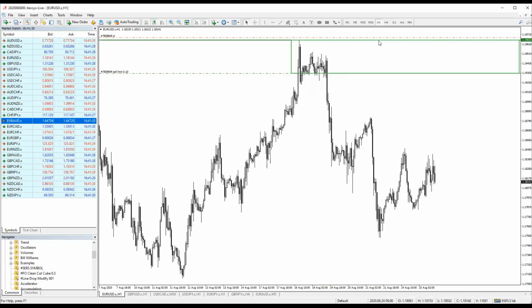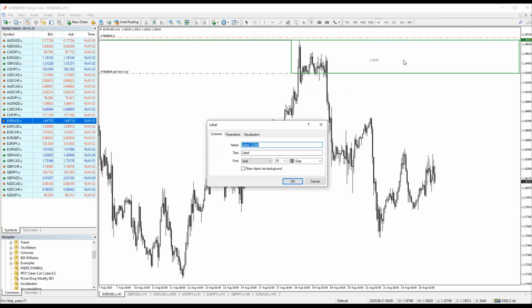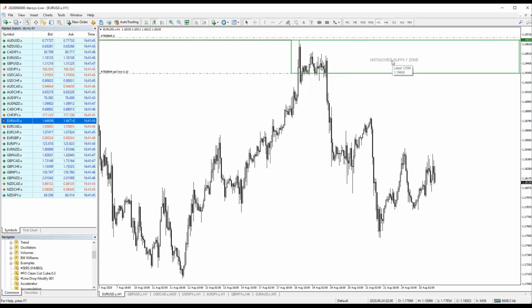So this defines our untouched supply zone. Okay, this is an untouched supply zone. We want to sell right off that decision and put our stop loss above. This is the current situation for this trade. We have about 39 pips, 39 points to risk for this trade, right?